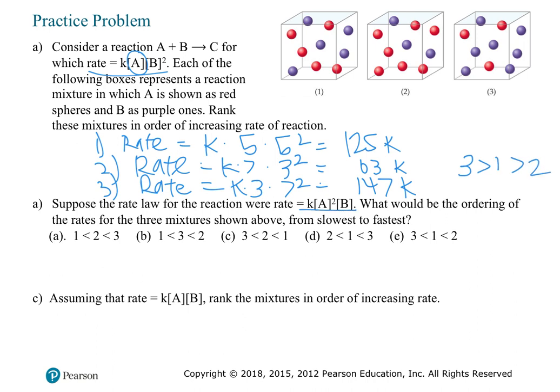So if we were to do the same thing, but with a different rate law where it's second order with A and first order with B, we plug in again. I'm going to let you guys do this. I will let you know that it is E, where it kind of flips around, where 3 is now the slowest, 1 is in the middle, and 2 is the fastest. And when the rate law is just first order with both, we get that numbers 2 and 3 are the same, and the fastest one is 1.